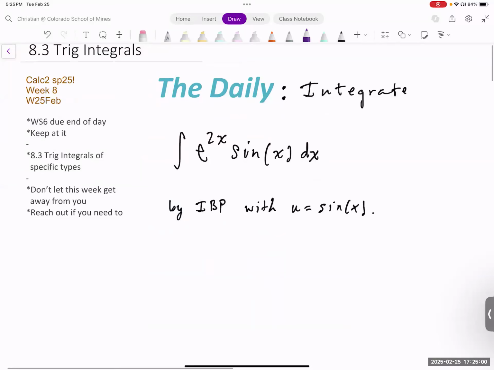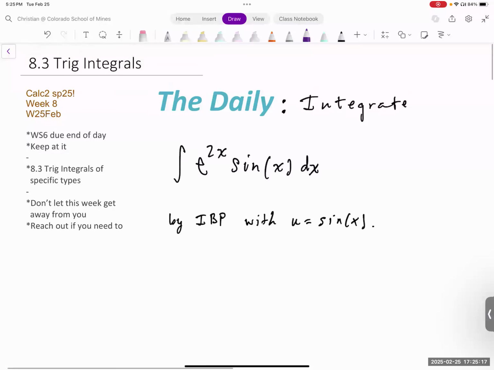So, daily problem: integrate the integral of e to the 2x sine of x dx by integration by parts, and specifically pick u to be sine of x, only because your book has the same problem in it. Your book chooses e to the 2x to be u. I'm asking you to pick u to be sine x just to see that it could work both ways. You can pause the video, work that out, and then check what I have, see if our work is the same.